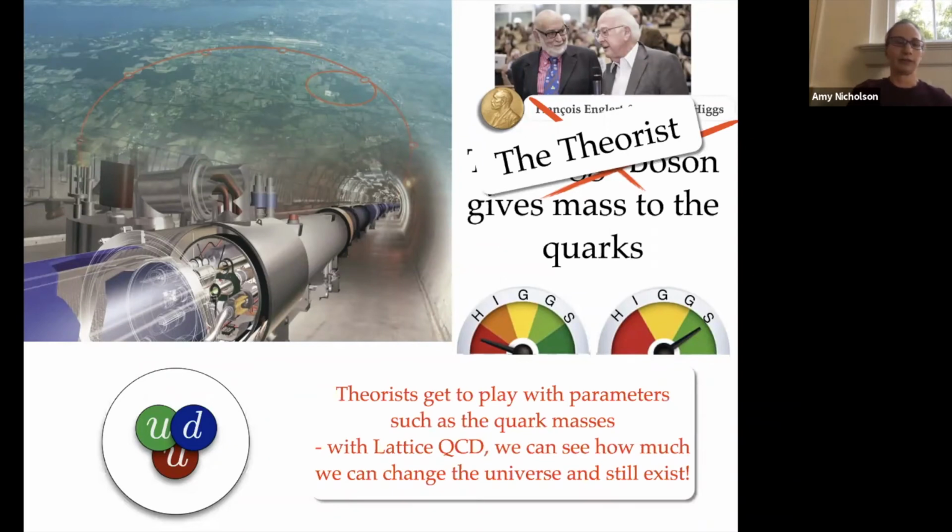And so one interesting question you might ask is, if I dial these masses, what happens to things like solar fusion? So if I change the mass of the quark too much, can I no longer have the fusion chain that produces carbon and therefore produces life? Would we still exist?